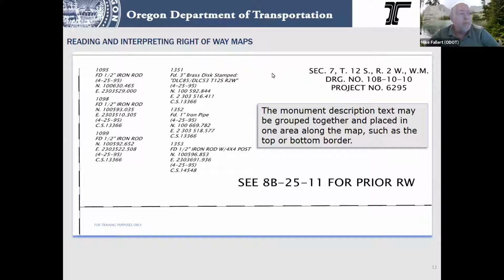So a couple of things. It could also, people can stack them in a corner. We can do a table. We'll see that on our drawings, we typically always put what the prior one is.